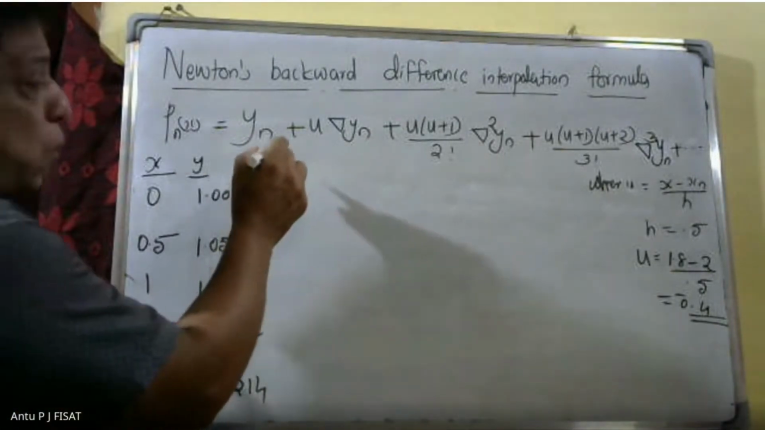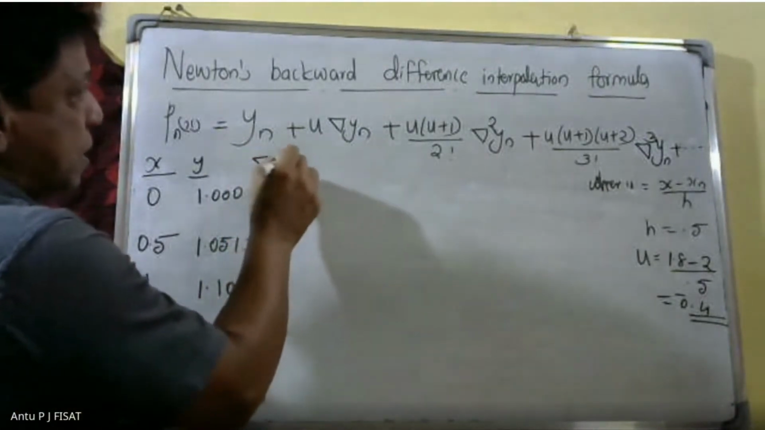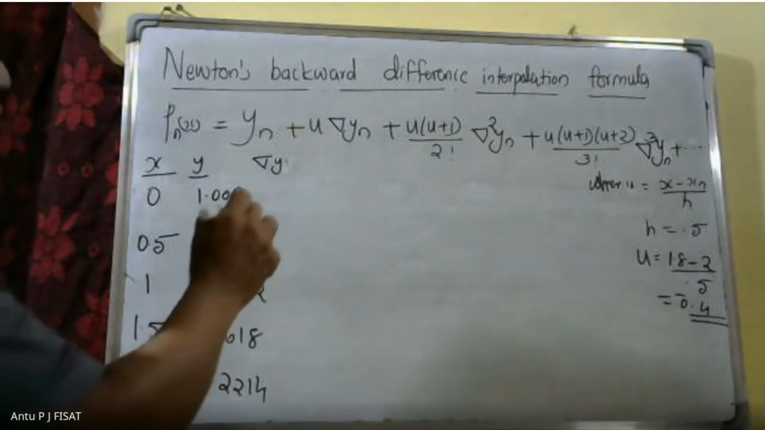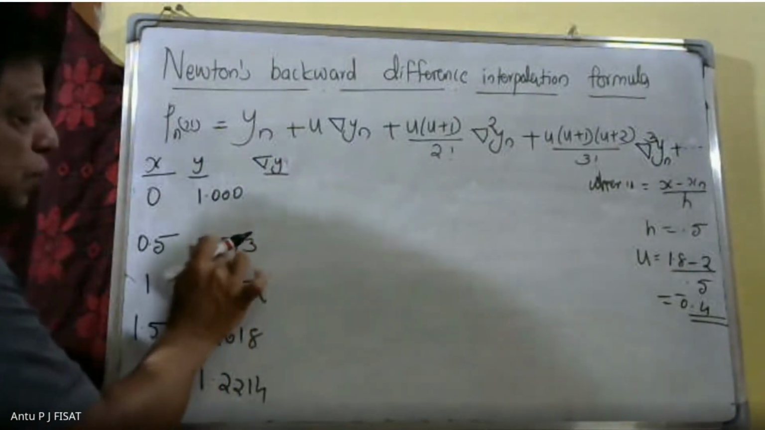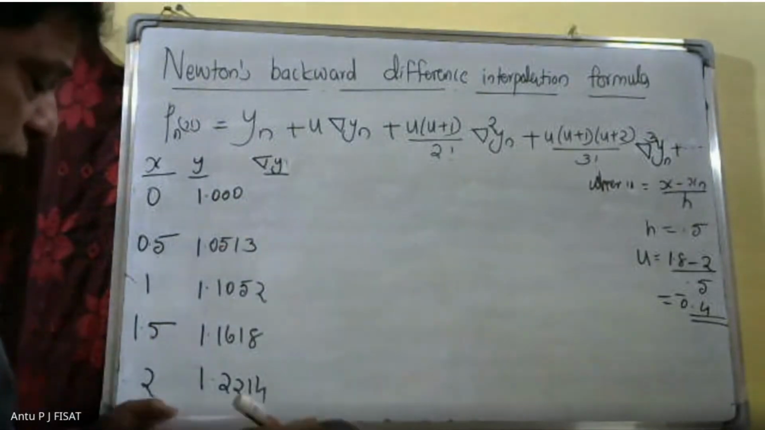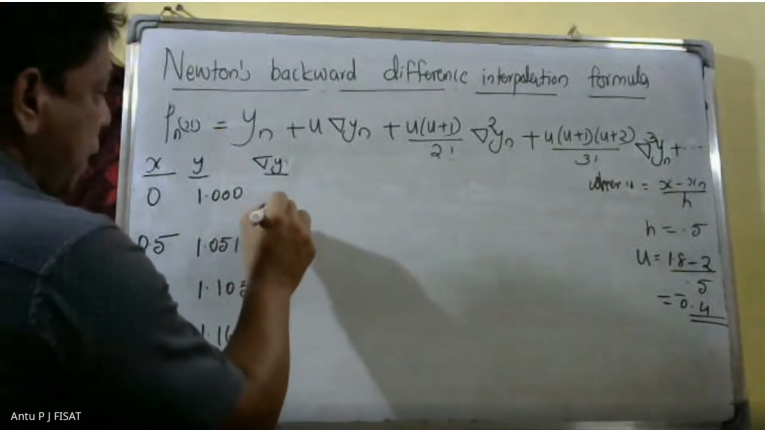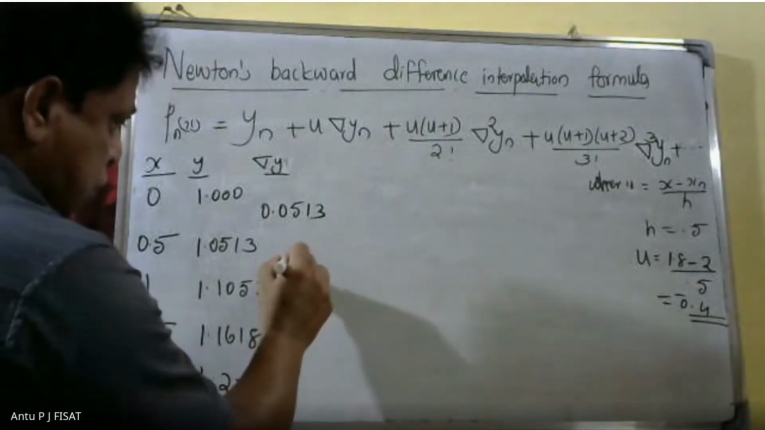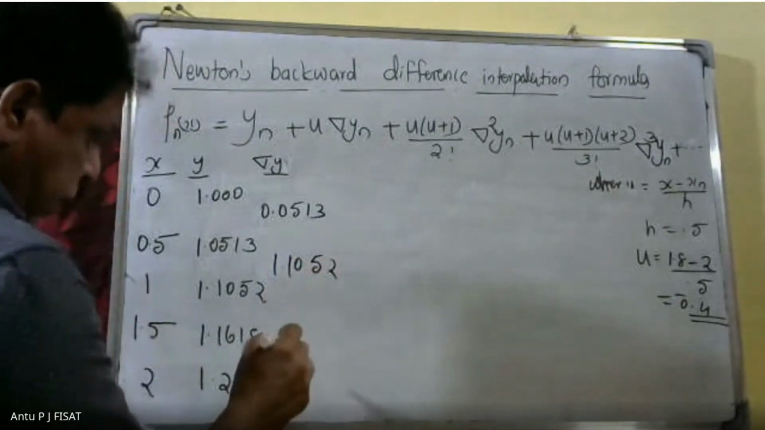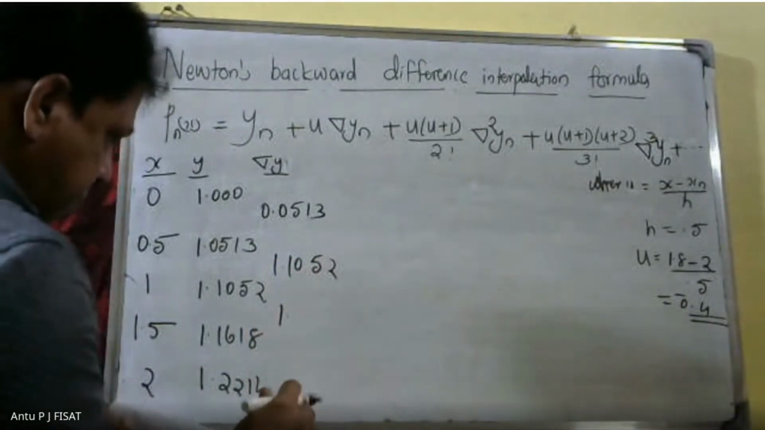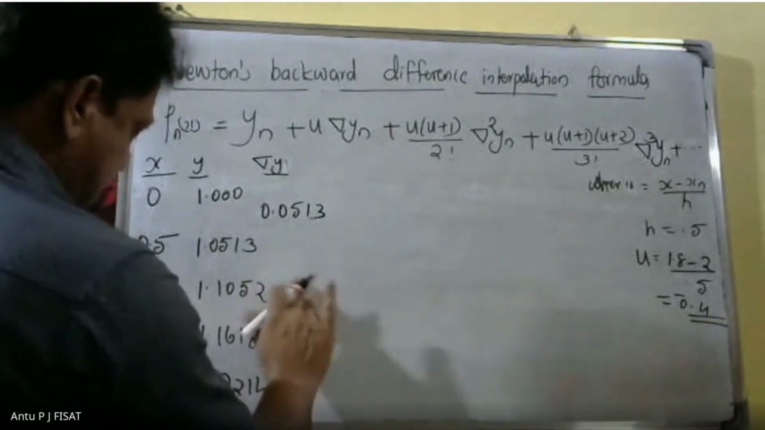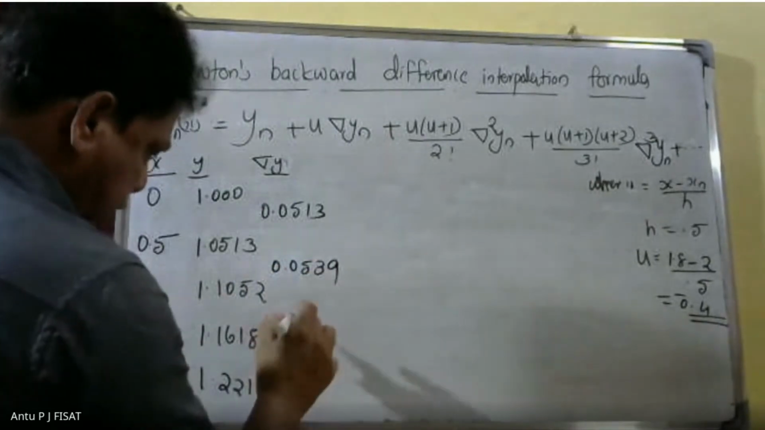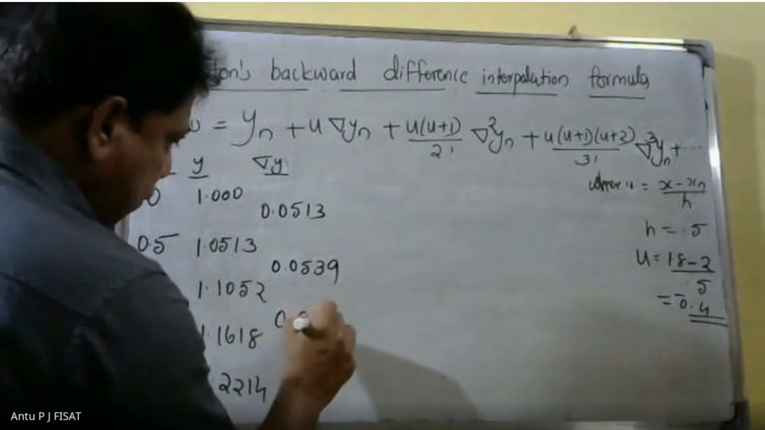Then we can make the columns. This is the first column, del y. For that, take the difference: 1.0513 minus 1.00, the value will be 0.0513. Similarly, 1.1052 minus 1.0513, the next value is 0.0539. The next value is 0.0566.